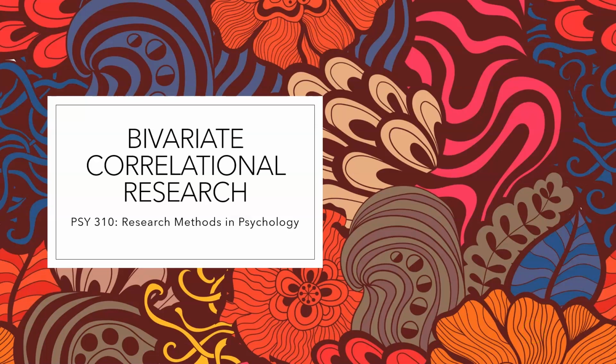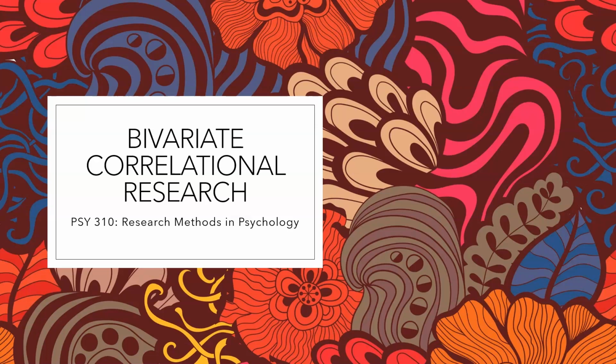We are going to be talking about bivariate correlational research. So this covers Chapter 8 in your textbook. Chapter 9 covers multivariate correlations. I will not be teaching on that. If you are curious and you want to learn more, feel free to read the chapter at your own leisure. But after this week, we are going to jump right into talking about experiments.